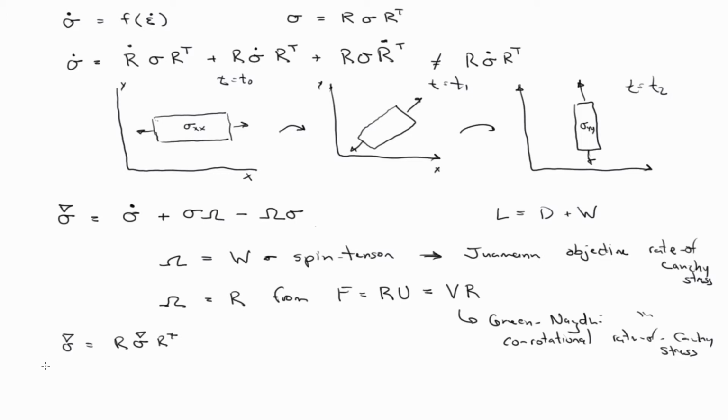The best rate of Cauchy stress, you get this by the pullback operation of the Kirchhoff stress. It's also related to the so-called Lie derivative, this so-called Truesdell rate of Cauchy stress.